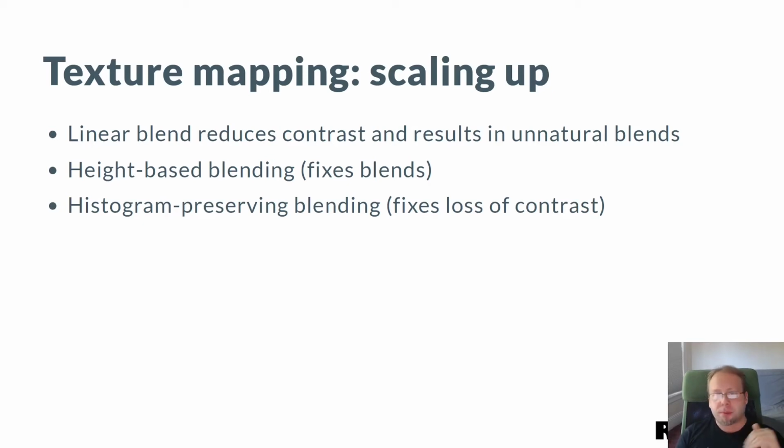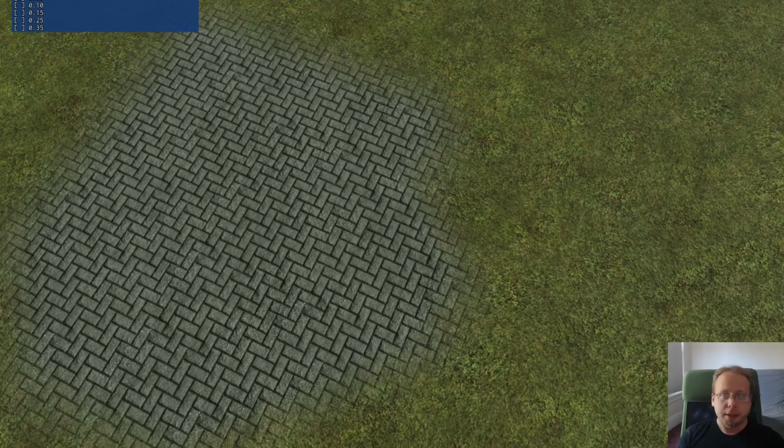One alternative implementation is histogram preserving blending, which is the work by Eric Heitz. So the height-based blending mostly fixes blends between materials, but it also can help fix the contrast problems as well. Histogram preserving blending is mostly good for fixing contrast loss. Here's an example of how this looks in action.